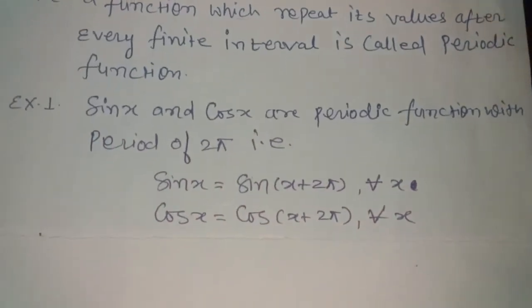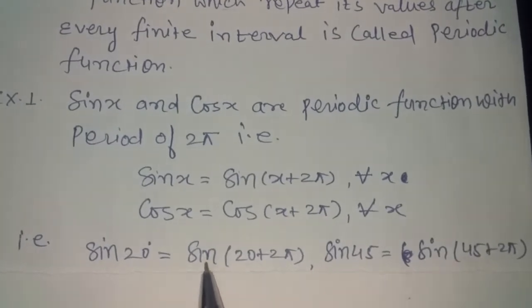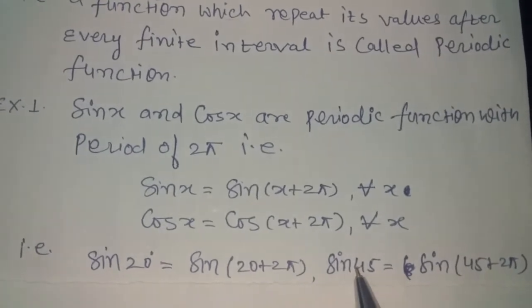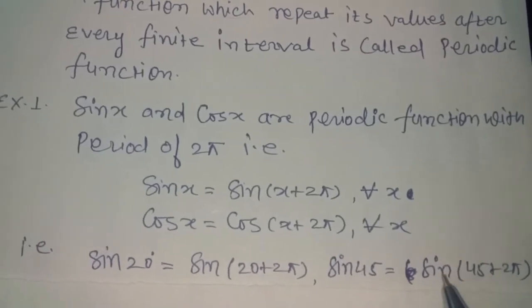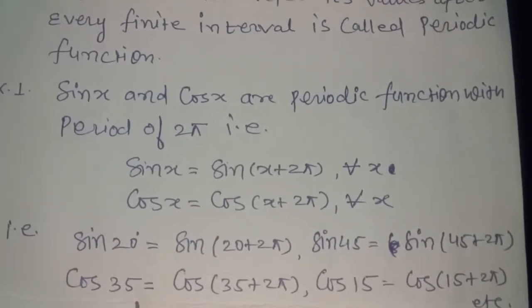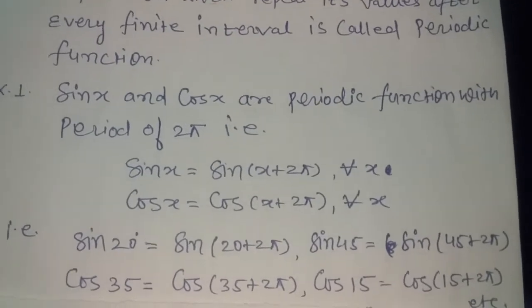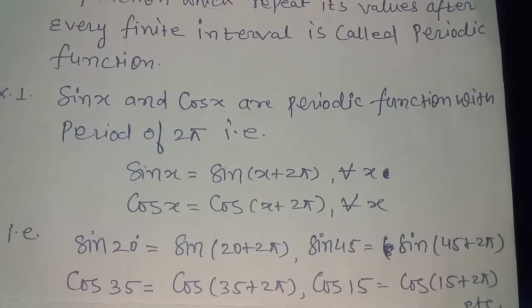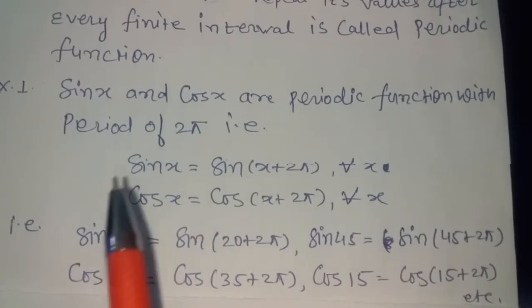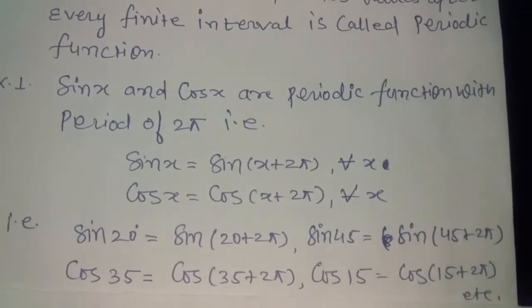In particular, sin 20 degree gives the same value as sin(20 + 2 pi). Sin 45 degree has the same value as sin(45 + 2 pi). And cos 35 gives the same value as cos(35 + 2 pi). Cos 15 degree gives the same value as cos(15 + 2 pi). So sin x and cos x are periodic functions with period of 2 pi.